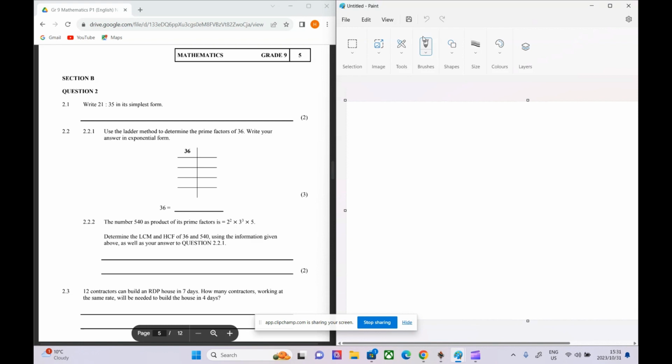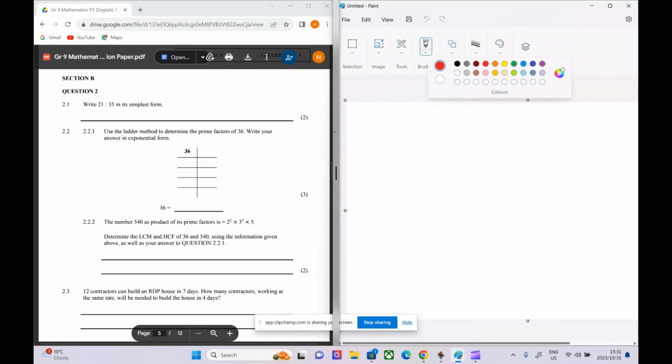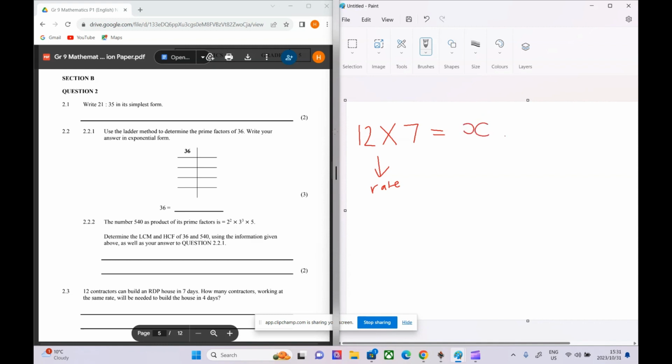We know both of these contractors, no matter how many they are, they're going to work at the same rate. So how we set this kind of question up always is we can say, okay, so we had 12 contractors and they managed to finish the work in 7 days. So they would have done 12 times 7. This is what we call their rate. And then they have the same rate as, we don't know how many contractors, so X contractors, and they finished the work in 4 days.